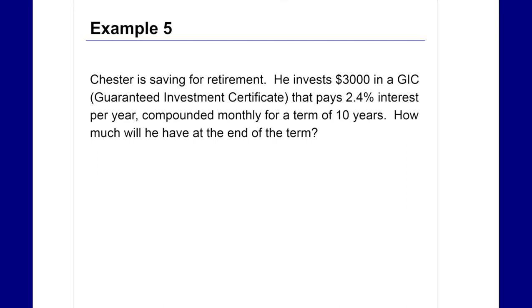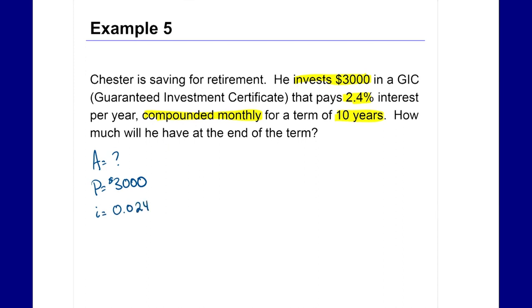So in this case, let's go through and highlight a couple things. He's investing $3,000, pays 2.4% compounded monthly for 10 years. So if we look at our A value, A we don't know, we're looking for our future value. Our P we do know, it's $3,000. That's what we're starting with.